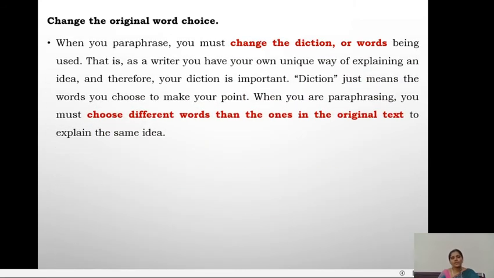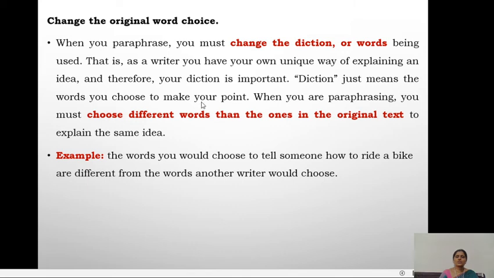The main important step you have to follow while paraphrasing is to change the original word choice. Whatever words are used in the original text, when you paraphrase, try to replace those original words with similar words. When you paraphrase, you must change the diction, or words being used. As a writer, you have your own unique way of explaining an idea, and therefore your diction is important. Diction just means the words you use to make your point. When you are paraphrasing, you must choose different words than the ones in the original text to explain the same idea.